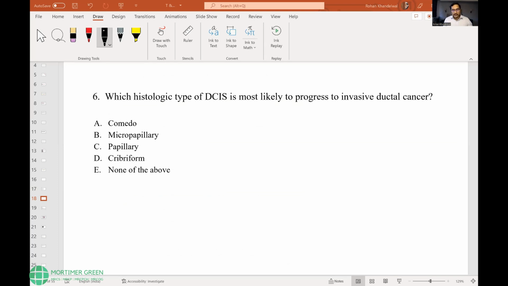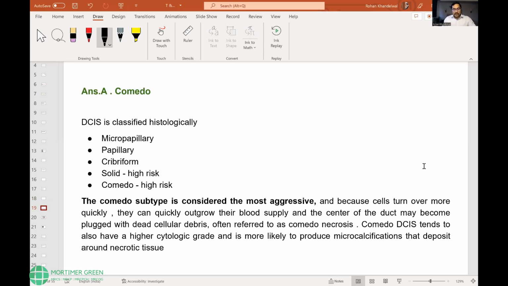With necrosis. That is absolutely correct. Comedo with necrosis is the most aggressive type. That is correct. So DCIS can be classified into various types, and comedo type is the one which is considered most aggressive. I will tell you some more points regarding DCIS.